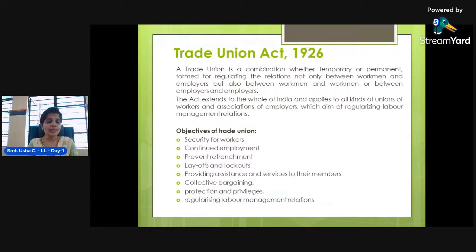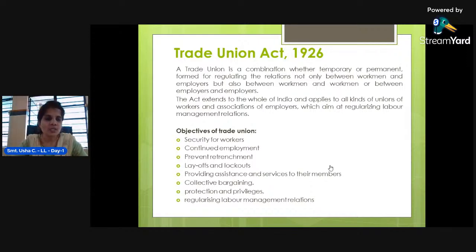Next, continued employment. As I discussed, this is very much necessary. When the employee feels that they don't know when the organization is going to remove them, when there is fear of loss of job in their mind, they cannot work happily, right?